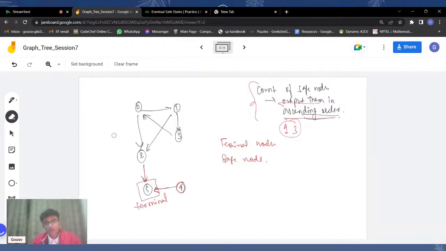So, are there any other terminal nodes? Can anyone tell me? Let's put a node number 6 here as well. 6 is an isolated node. It means that it is not connected to anything. So tell me, are there any other terminal nodes?